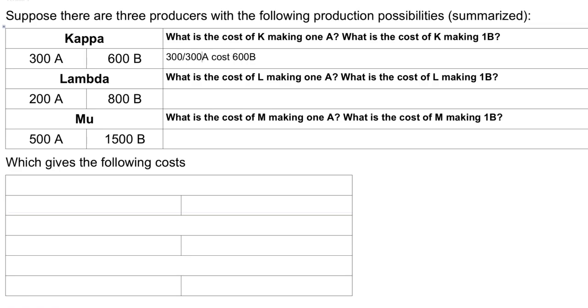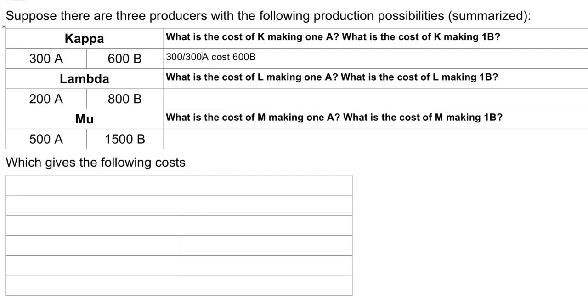Kappa's going to get 300 A's when they make nothing but A's. We don't want that many, we only want 1A. If you take 300 A's divided by 300, you get 1A. So what that means is, how do you find out what that costs? Well, think of this like an equation, a little kind of cost equation, where cost is standing in for the equal sign.